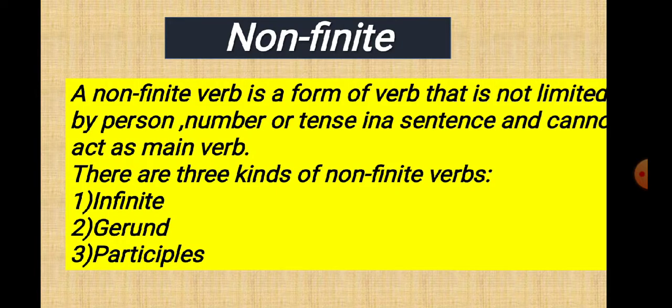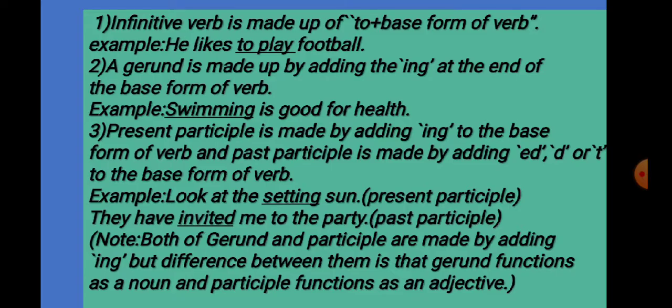A non-finite verb is a form of verb that is not limited by a person, number, or tense in a sentence and cannot act as main verb. There are three kinds of non-finite verbs: 1. Infinitive, 2. Gerund, 3. Participles. Infinitive verb is made up of to plus base form of verb. For example, he likes to play football. A gerund is made by adding ing at the end of the base form of verb. For example, swimming is good for health.